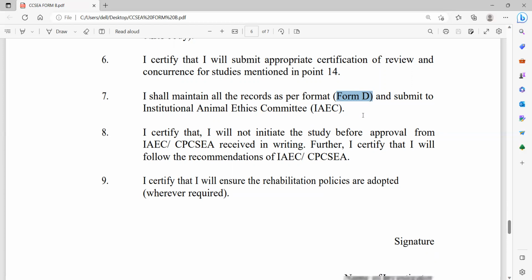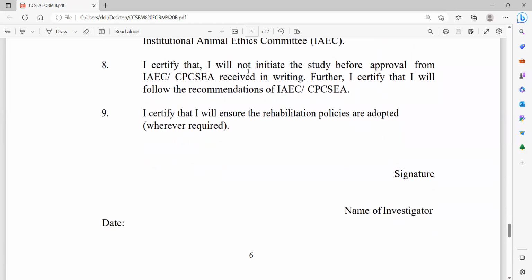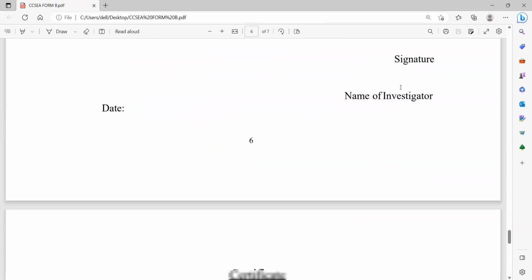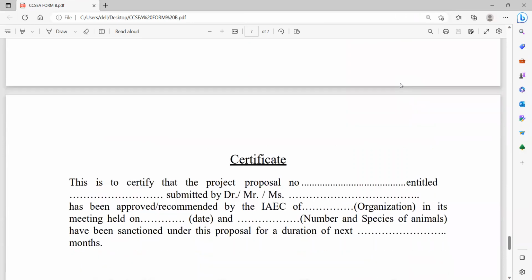Then I certify that I will not initiate the study before approval from the IAEC. As I told you, before approval, you cannot start the study. Then ensure that rehabilitation policies are adopted. Then the signature and name of the investigator, you have to fill this up.